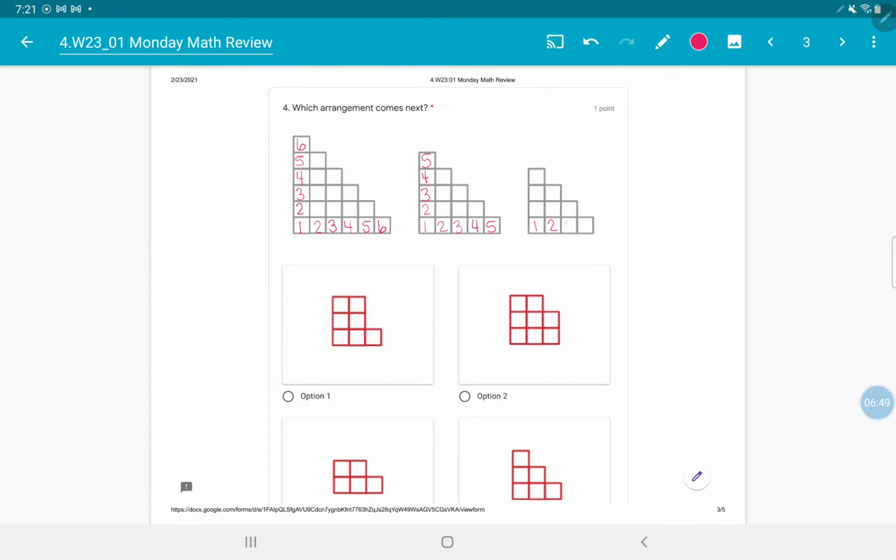1, 2, 3, 4 across. 1, 2, 3, 4 going up. So in our next one, we'll have 3 across and 3 going up, option 4. We could describe that pattern. It's taking away 1 column and 1 row.